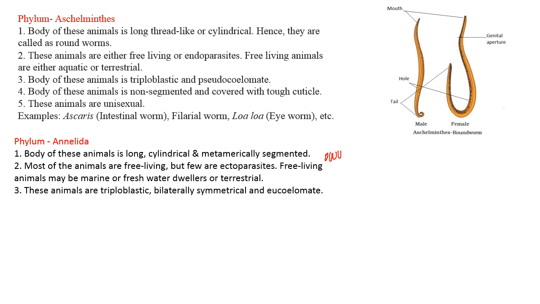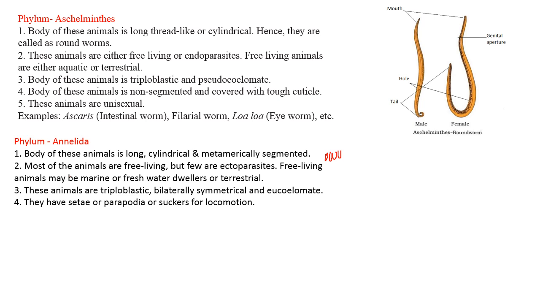These animals are triploblastic, bilaterally symmetrical, and eucoelomate. Eucoelomate means there is going to be a true body cavity. Triploblastic means three layers are present: endoderm, ectoderm, and mesoderm. Bilaterally symmetrical means they can be divided into equal parts, and eucoelomate means they have the true body cavity, means the body cavity is formed by the mesoderm.